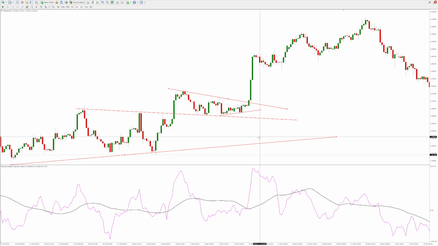But of course, if you want to try this indicator, you can just search for it, put it on your platform, put it on your charts, and see what you think. Just make sure you demo trade first and see how you get on.